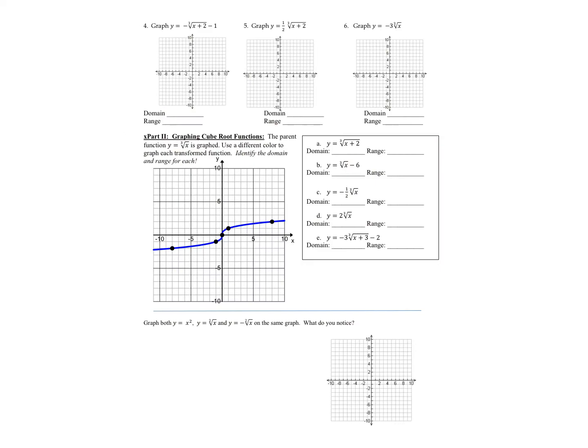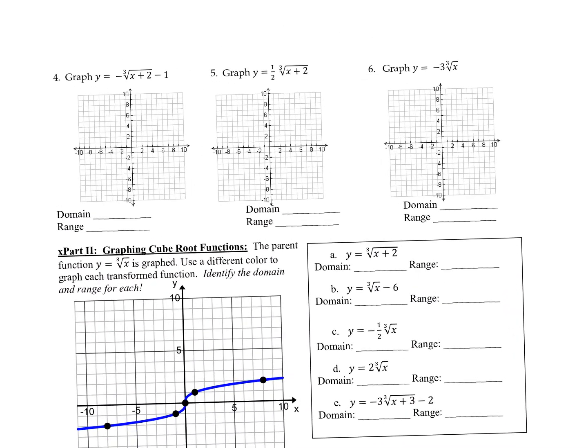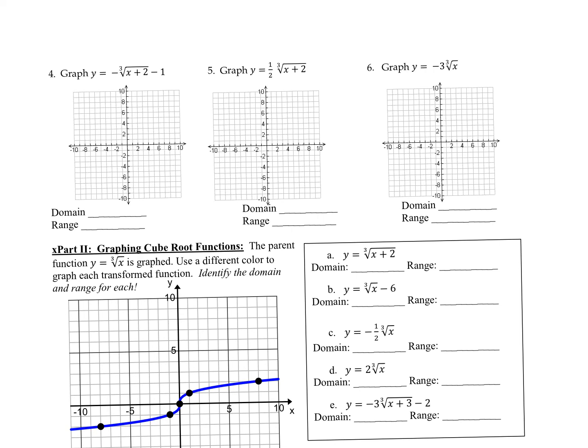So let's look at the last 3 on the next page, page 6. So this first one has a negative in front. So I'm going to be reflecting. So a lot of times I use the word reflect down, but technically it's just going to reflect the opposite. So on this one, the right side of my graph will reflect down, but the left side of my graph is going to reflect up. So let's take a look at what this looks like.